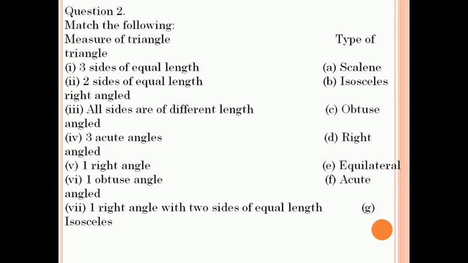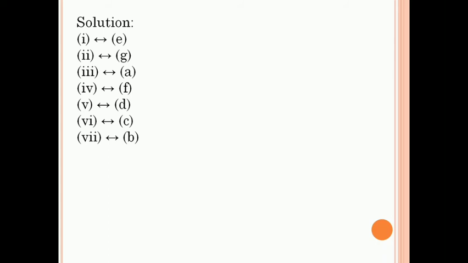All the sides are of different length, that means it is a scalene triangle. 3 acute angles, that means it is an acute angled triangle. 1 right angle, that means it is a right angle triangle. 1 obtuse angle, that means it is an obtuse angle triangle. And 1 right angle with 2 sides of equal length, that is an isosceles triangle. So these are the answers. As like that you can solve this question number 2.